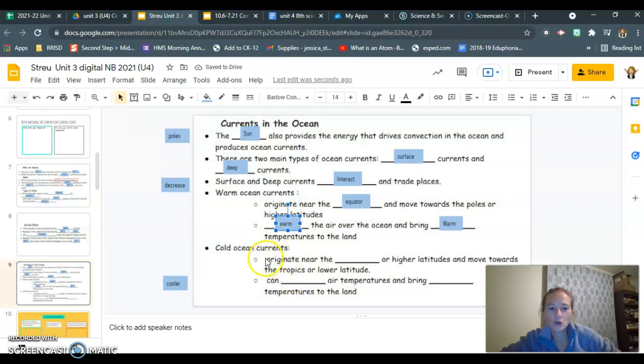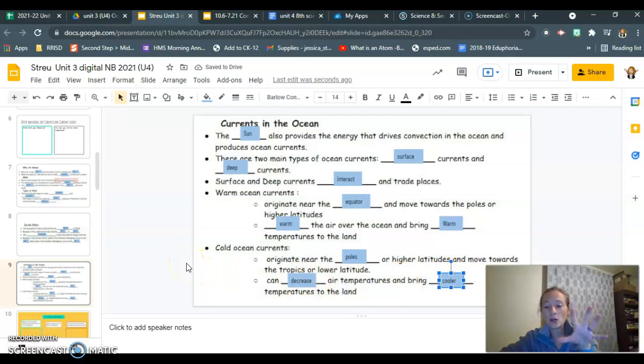Cold ocean currents originate near the poles or higher latitudes and move towards the tropics or lower latitudes. So they can decrease air temperatures and bring cooler temperatures to the land. Okay, pause. If you didn't get all of those blanks, you can go back and forth and look at them.